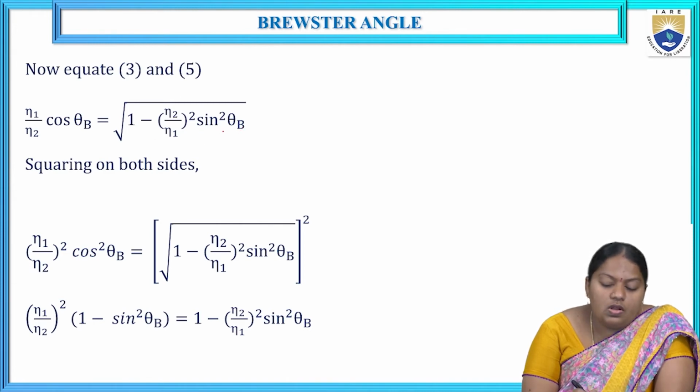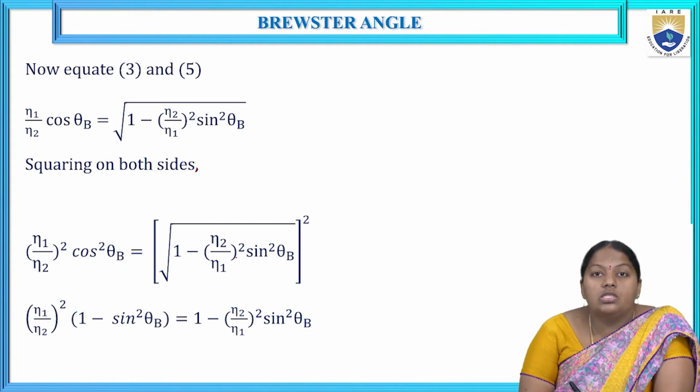So, to solve the equation in terms of theta b, we convert it by squaring on both sides. So consider both sides squared. It becomes eta 1 by eta 2 whole square into cos square theta b equal to 1 minus eta 2 by eta 1 whole square into sine square theta b.